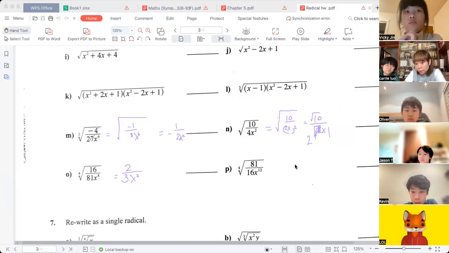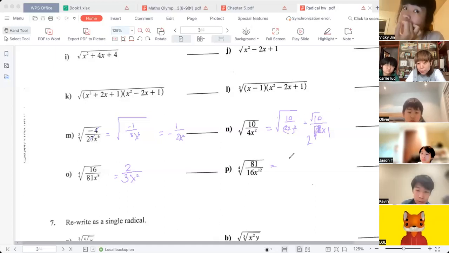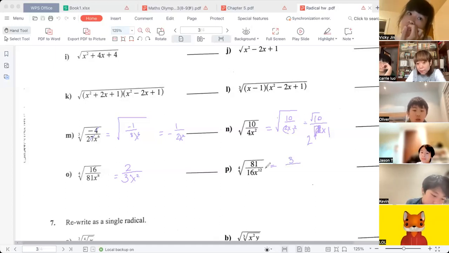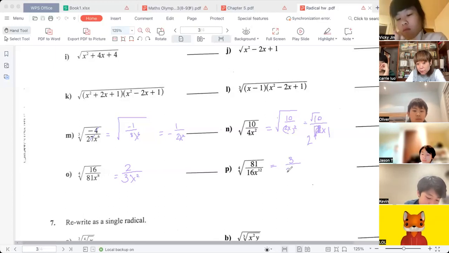Okay, so let's take a look at number P. So the fourth root of 81 cubed equals what? Equals 3, right? And the fourth root of 16 is 2.